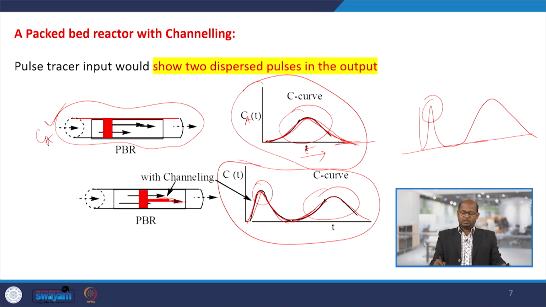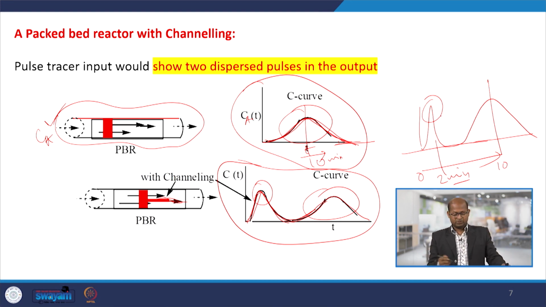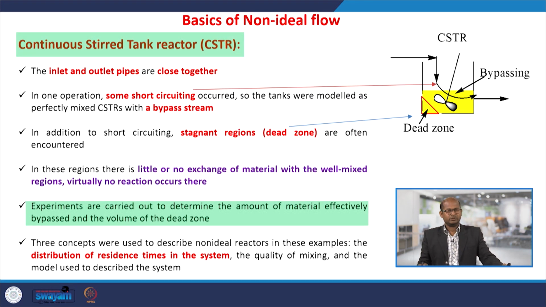Very fast, before the maximum time Tm. Let us say the maximum time is up to 10 minutes, but within 0 to 2 minutes a few molecules are already coming out, while the bulk comes at 10 or maybe 12 minutes. So some molecules come out of the reactor before their time. These are the things we can study, and we will discuss them later.